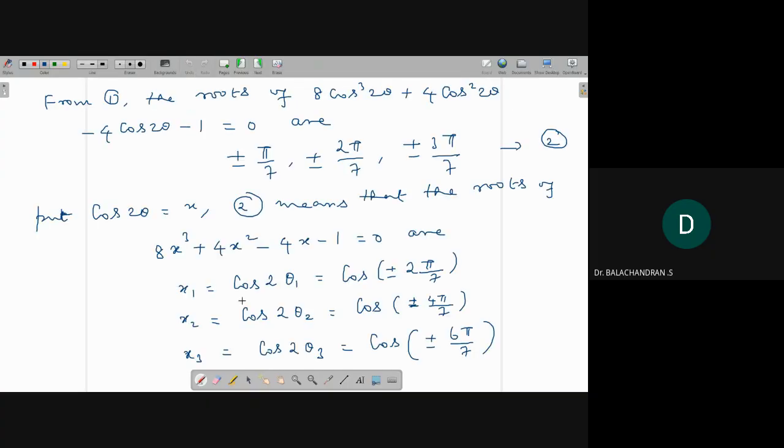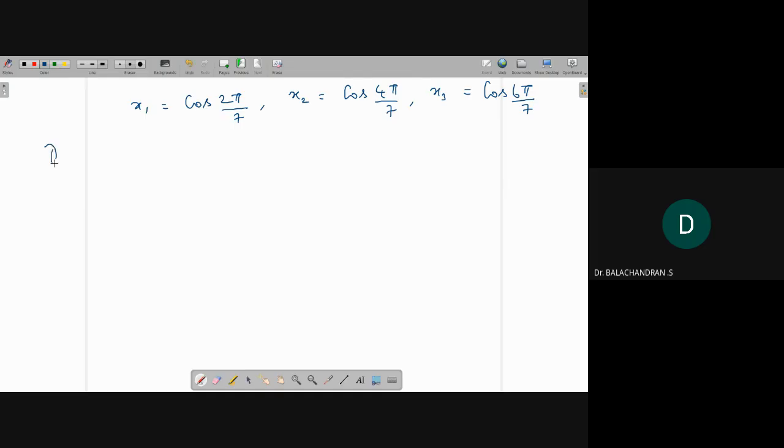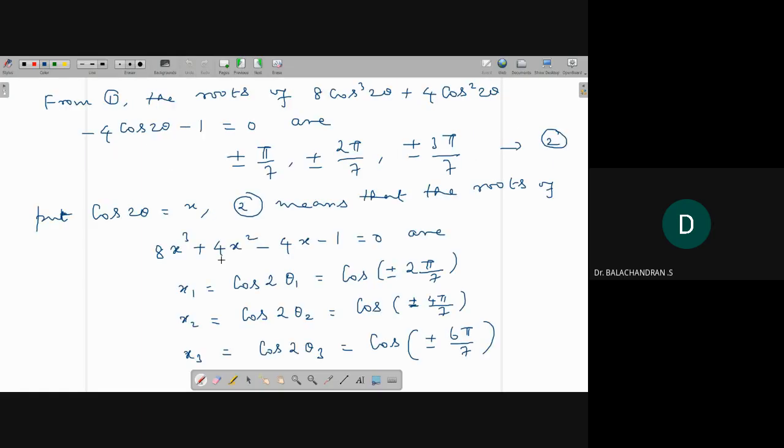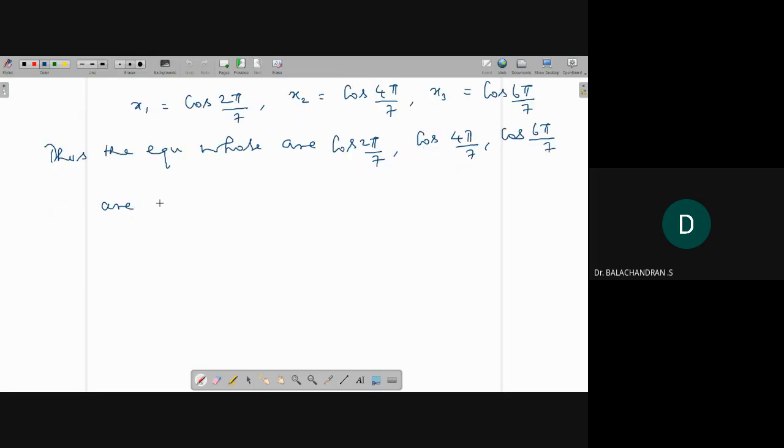Okay. So now I think we got the equation. Thus the equation whose roots are cos 2 pi by 7, cos 4 pi by 7, cos 6 pi by 7, or what is the equation? 8x cube plus 4x square minus 4x minus 1 equal to 0. This is the equation. So this is the final answer.